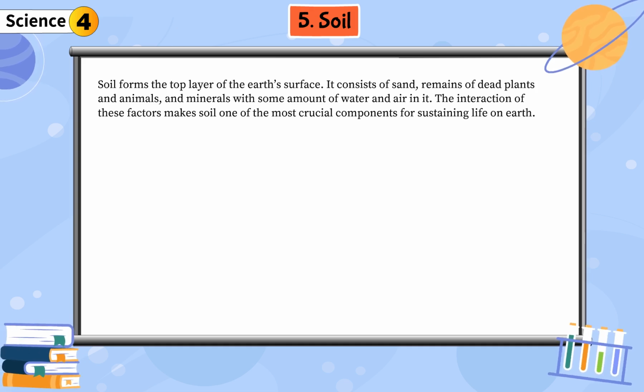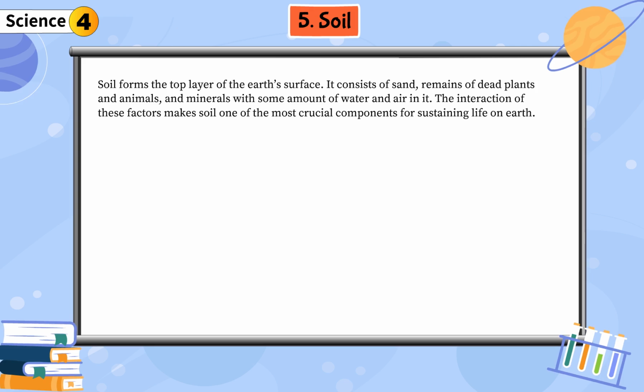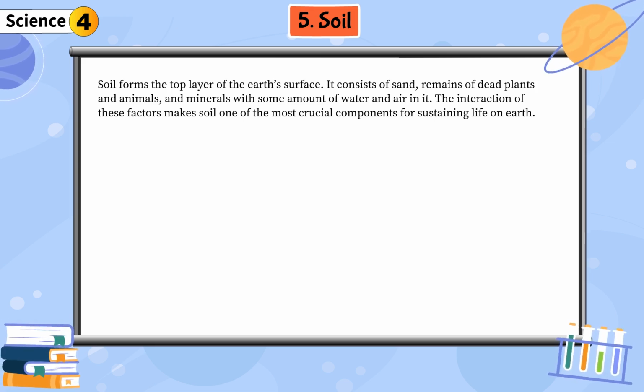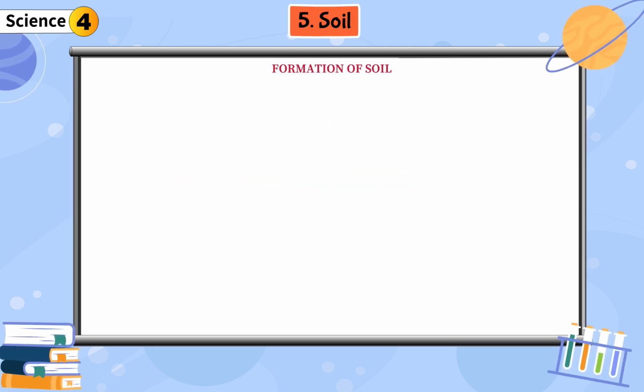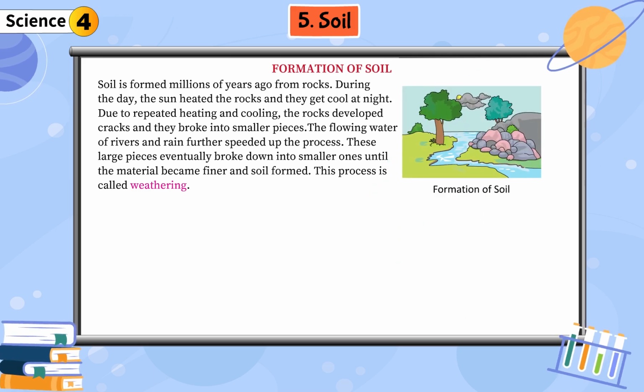It consists of sand, remains of dead plants and animals, and minerals with some amount of water and air in it. The interaction of these factors makes soil one of the most crucial components for sustaining life on Earth. Formation of soil. Soil is formed millions of years ago from rocks.